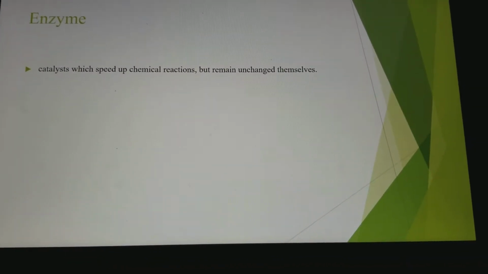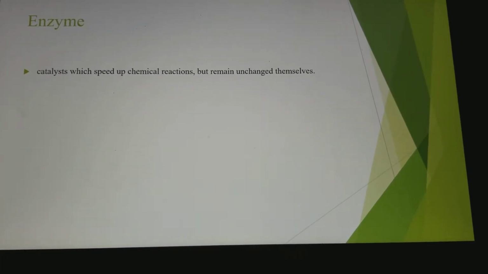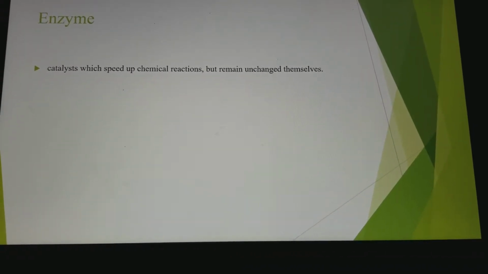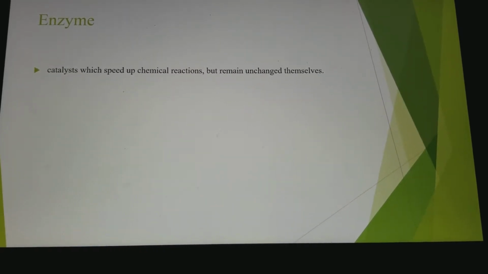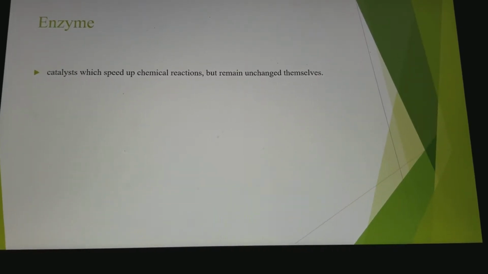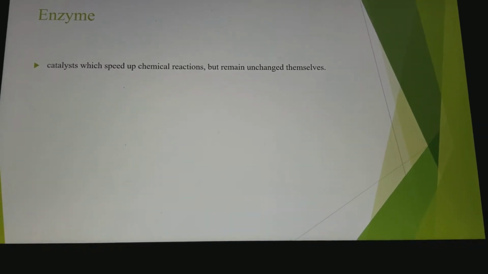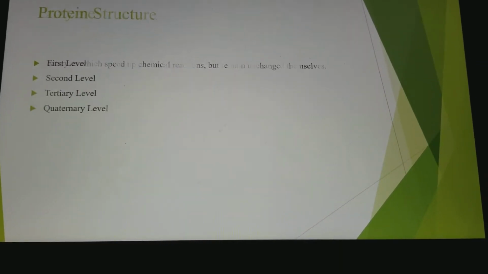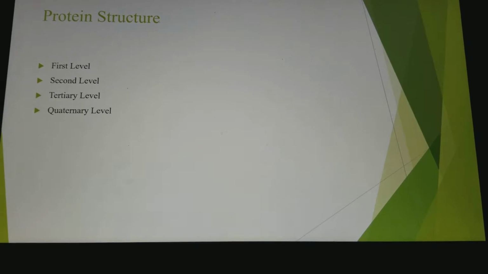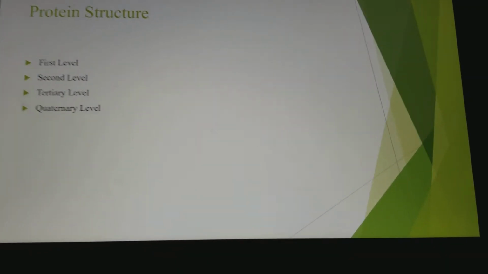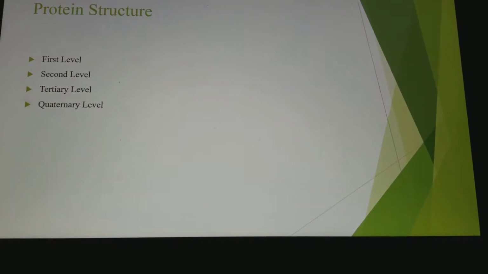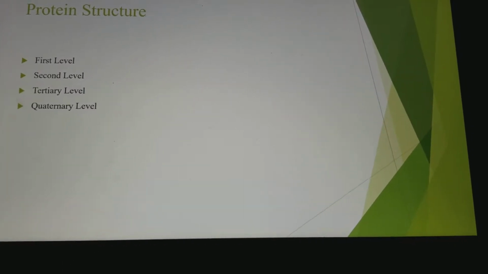My specific protein, which is ATP synthase, is an enzyme. An enzyme is a catalyst which speeds up chemical reactions but remains unchanged themselves. The protein structure falls in the categories of first level, second level, tertiary level, and quaternary level.